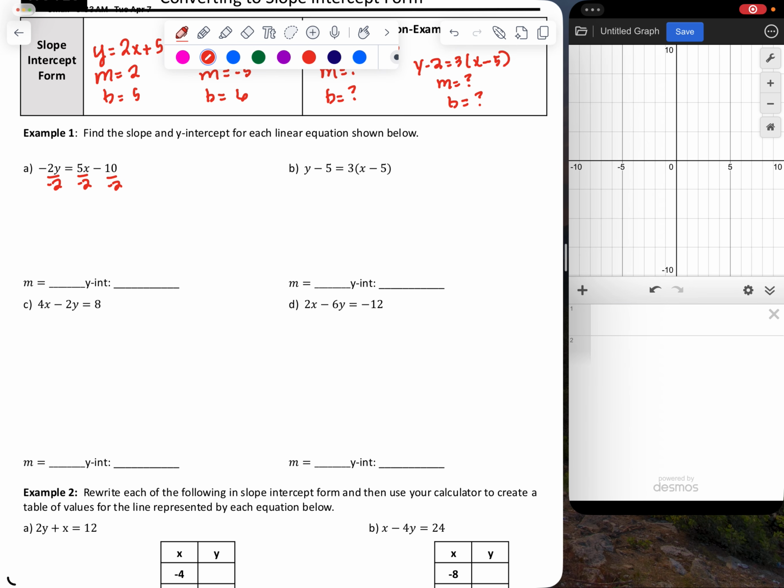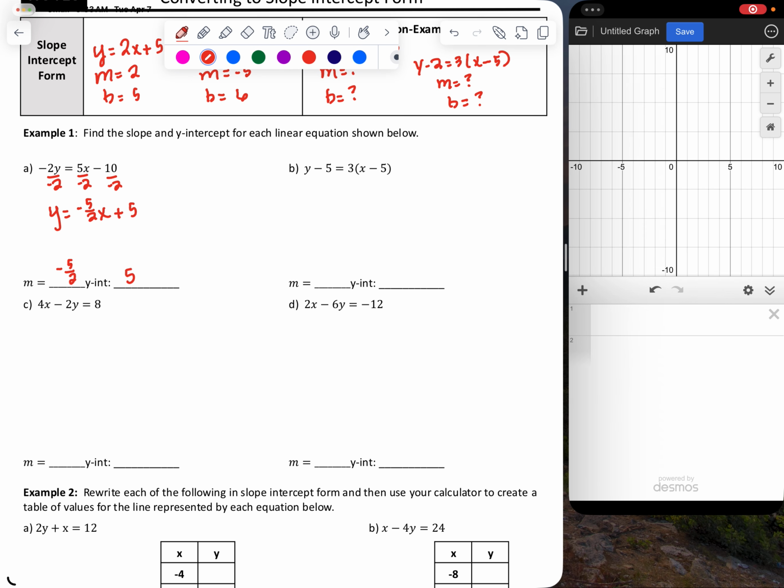So -2 divided by -2 would be positive 1y. 5 divided by -2 would be -5 over 2x. And -10 divided by -2, positive 5. So now we can easily tell what our slope is, -5 over 2, and what our y-intercept is, positive 5.